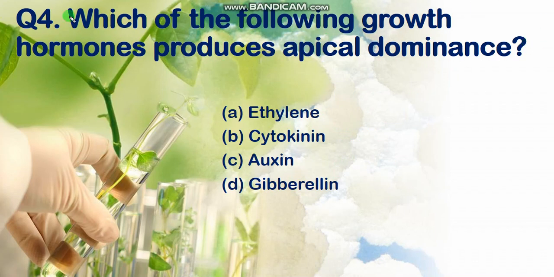And coming to the question number 4, which of the following growth hormones produces apical dominance? Option A ethylene, option B cytokinin, option C auxin, option D gibberellins. And here correct answer is auxins. Here production of apical dominance by auxins.